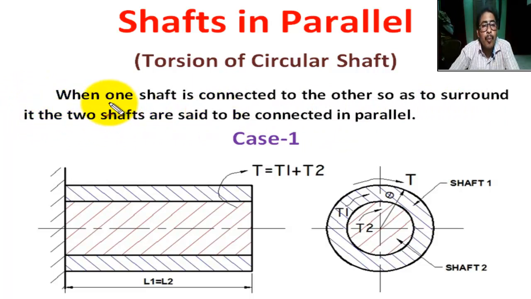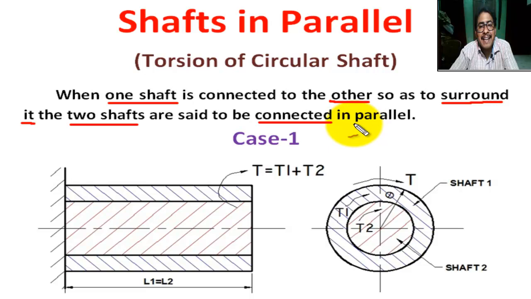When one shaft is connected to the other shaft so as to surround it, that means covered it, just like a tube, then the two shafts are said to be connected in parallel.